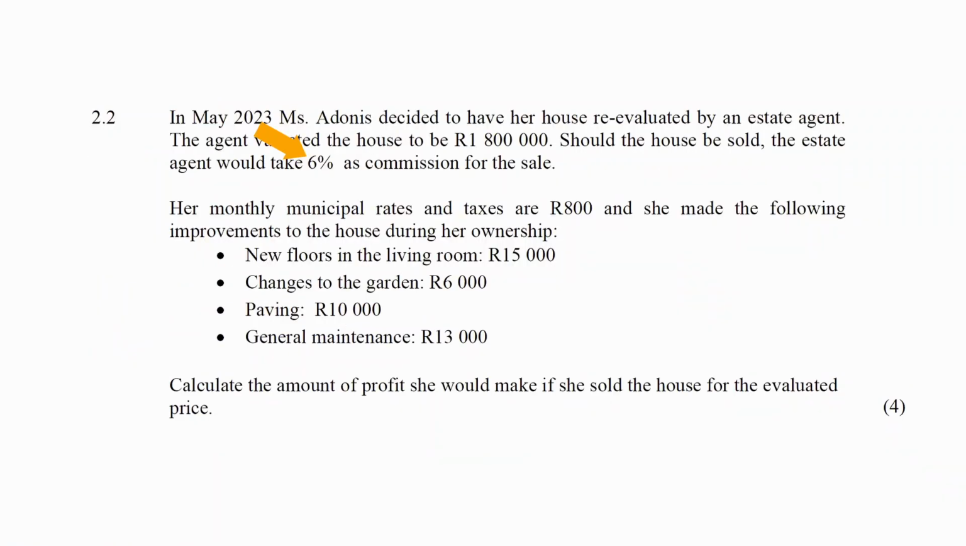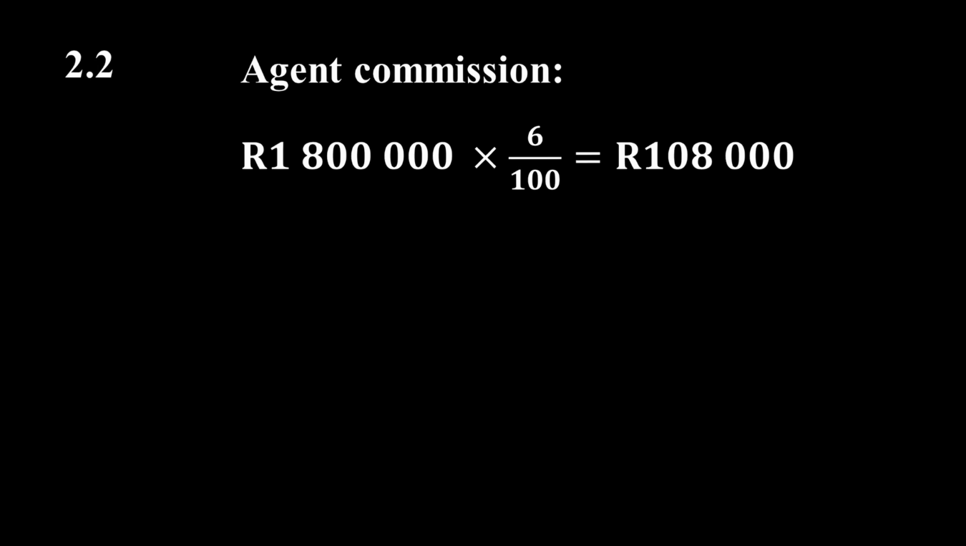To calculate the expense of the property, we start by calculating the commission that will need to be paid to the estate agent. That will be 6% as a fraction, which is 6 over 100, multiplied by the selling price of the house of 1,800,000 Rand. This equals a commission of 108,000 Rand.